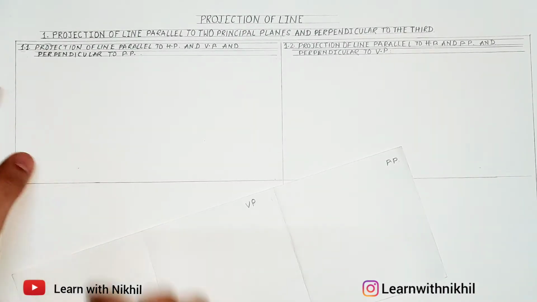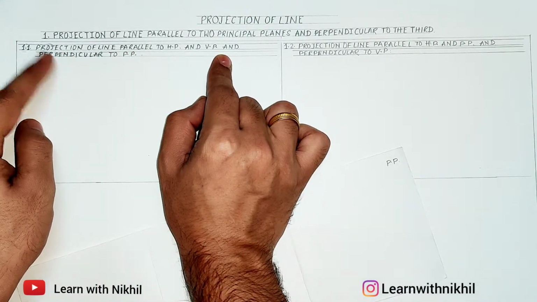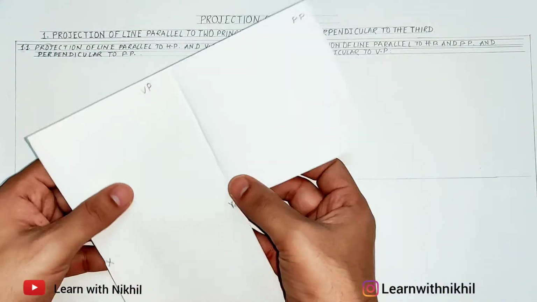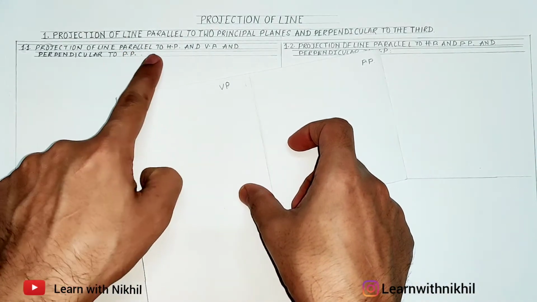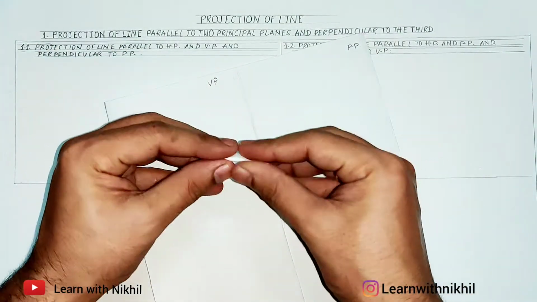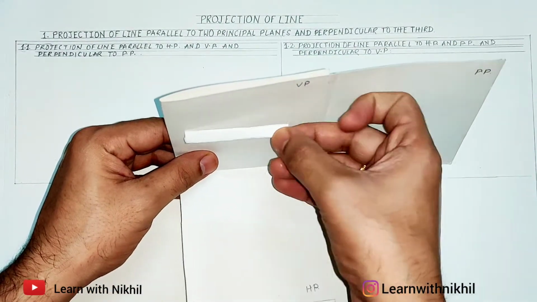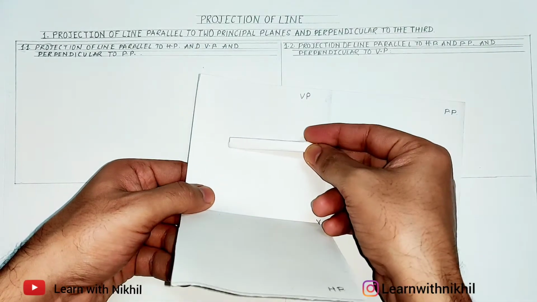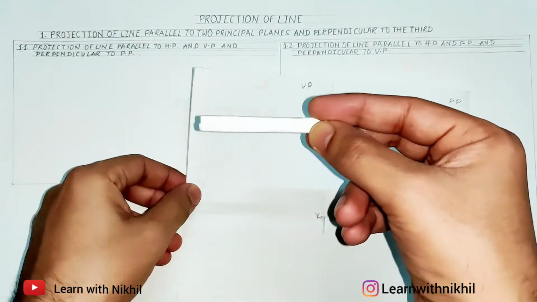Now starting with the first point, that will be the projection of line parallel to the horizontal plane and vertical plane and perpendicular to the profile plane. So this is the vertical plane, this is the horizontal plane. So we have to consider a line. So I am considering this is a line. So this line is parallel to the horizontal plane, parallel to the vertical plane and it is perpendicular to the profile plane.